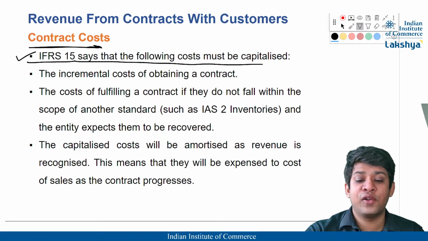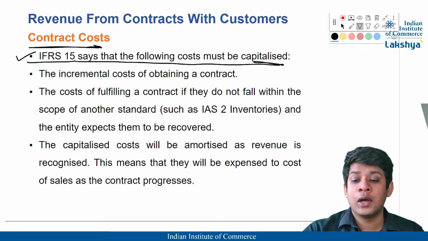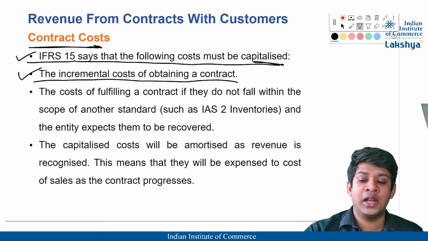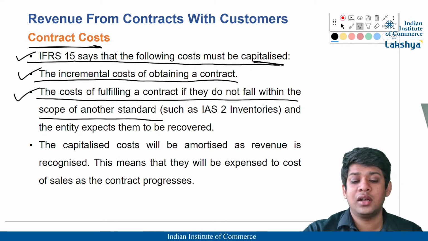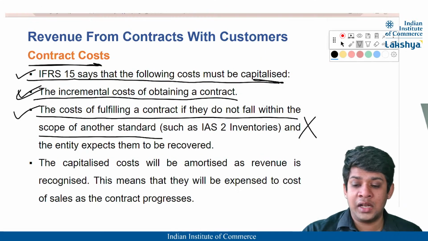IFRS 15 says that the following costs must be capitalized. Now, what are the costs which would be capitalized which are related to the contract? Firstly, the incremental cost of obtaining a contract and the cost of fulfilling the contract if they do not fall within the scope of any other standard. Right? For now, you can ignore this part. We'll understand the incremental cost of obtaining a contract.